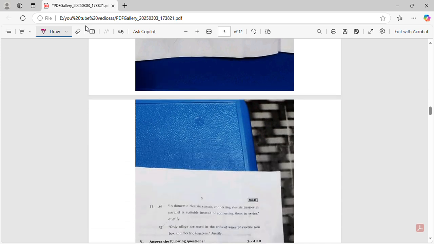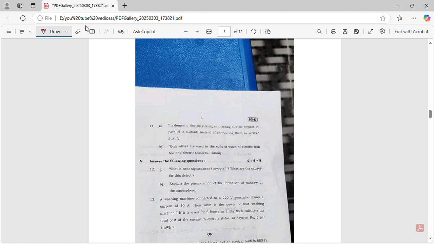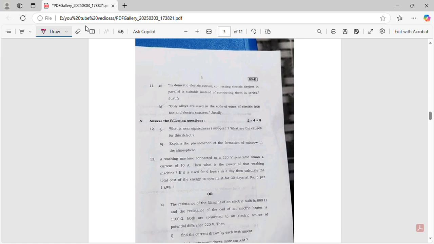Okay, so these are the overloading chances in domestic electric circuit. This question also we did in our revision. I uploaded the videos just one or two days back, of your preparatory exam. In a domestic electric circuit, connecting electric devices in parallel is suitable instead of in series. See, better is to connect in parallel, because if one component fails, then the others will keep working.